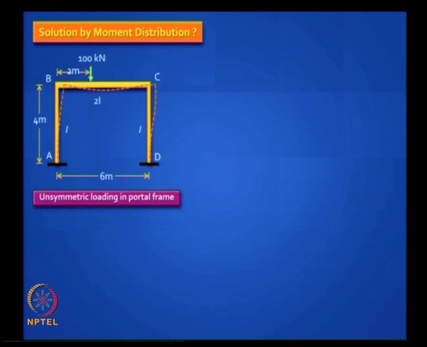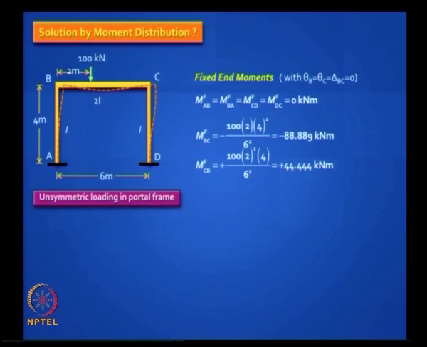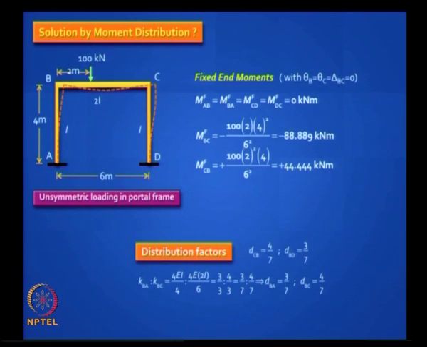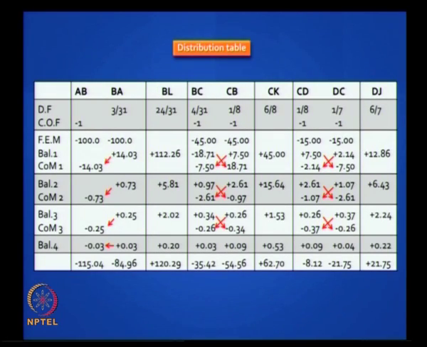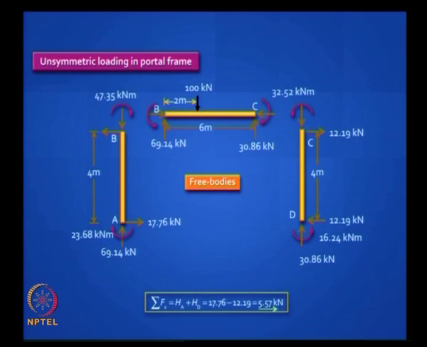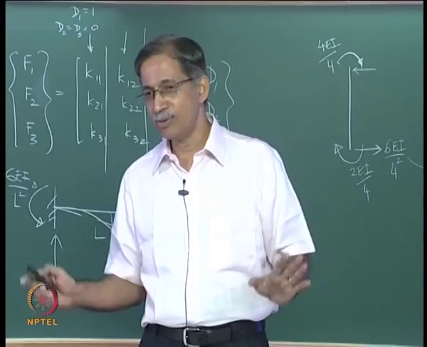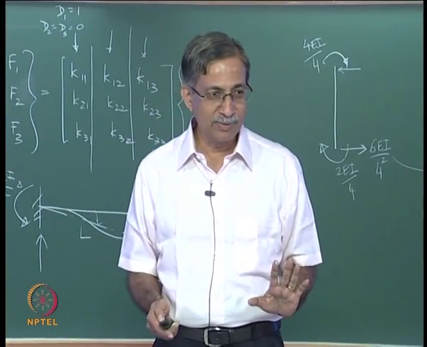As I said, don't attempt this by moment distribution, but if by chance you did it, then you get the same fixed end moments, you get the distribution factors, you draw the table, you get some values, but the problem is you will not satisfy equilibrium, and you can check it out. You will find that the horizontal reactions don't match. There is a balance and you need to analyze the frame for that lateral load. So let us not do moment distribution method when there is sway.